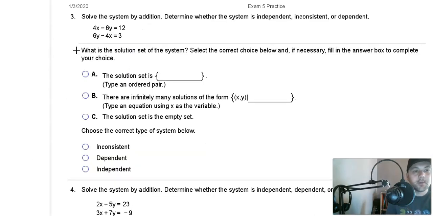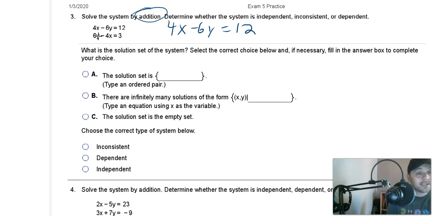All right, so in this example, we're being asked to solve the system of equations by the addition method, which remember is also called the elimination method. Be careful with this one because they scrambled it up as well. Notice the first equation is 4x minus 6y equals 12. And the bottom equation is 6y minus 4x equals 3. So they wrote the variables in reverse order.